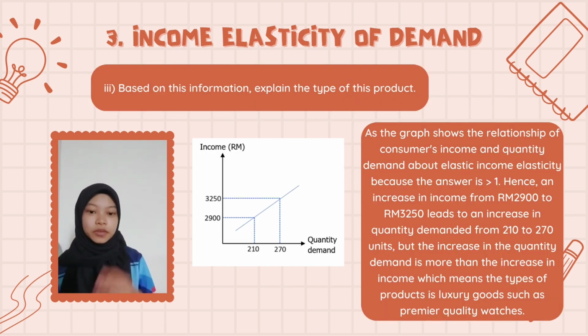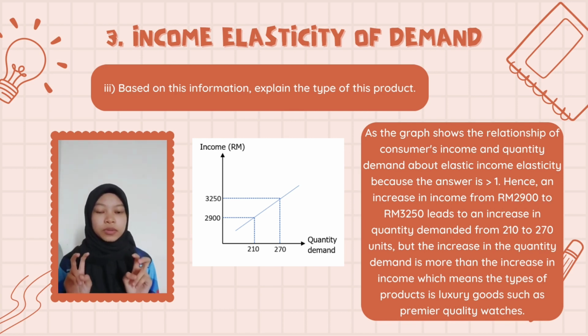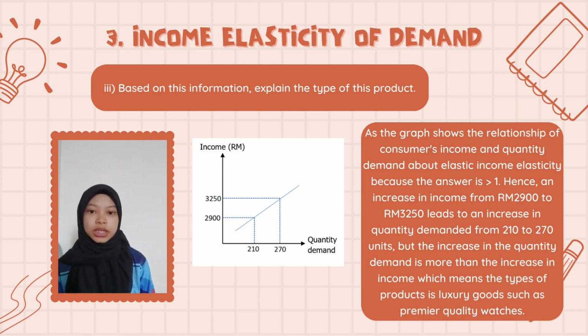For the last question, based on the answer that I got, explain the type of this product. As everyone can see, the graph shows the relationship of consumer income and quantity demanded for elastic income elasticity, because the answer that I got is more than one. Thus, an increase in income from 2,900 ringgit to 3,250 ringgit leads to an increase in quantity demanded from 210 to 270 units, but the increase in quantity demanded is more than the increase in income. That's all for income elasticity of demand.